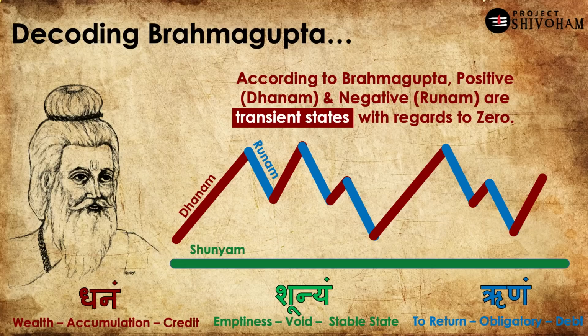This is where Brahmagupta's explanation about positive and negative quantities opens up a totally new direction of thinking on understanding numbers. I repeat, according to Brahmagupta's codification, the positive numbers, which are called dhanam, and the negative numbers, which are runam, are transient states with regards to 0, and 0 is the ultimate stable state.